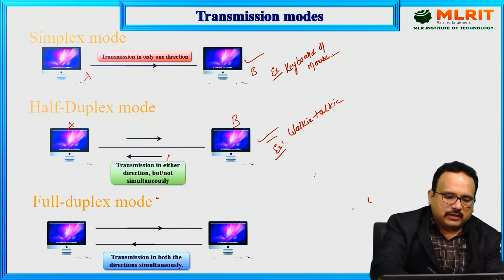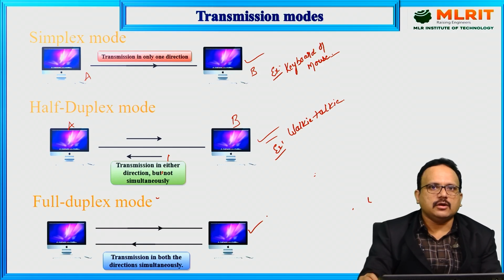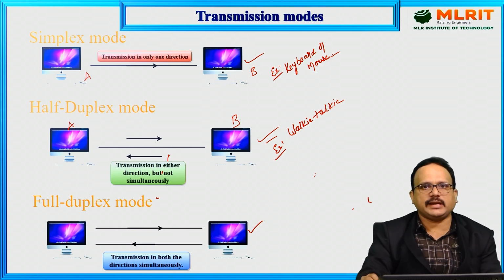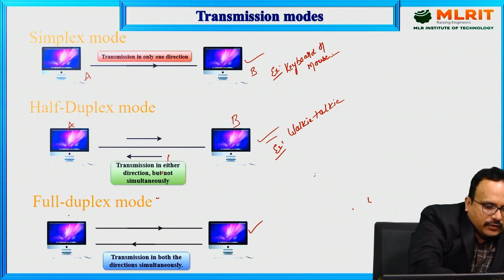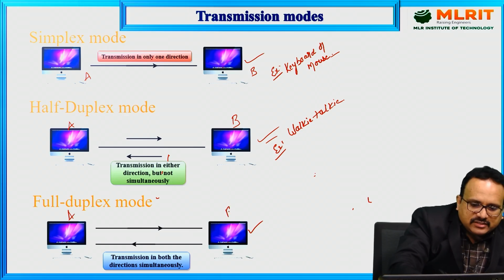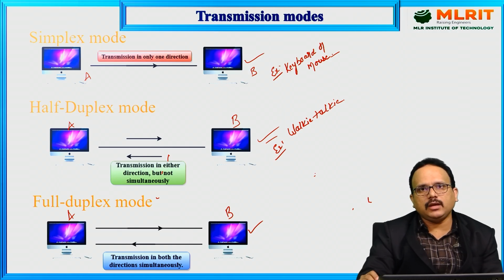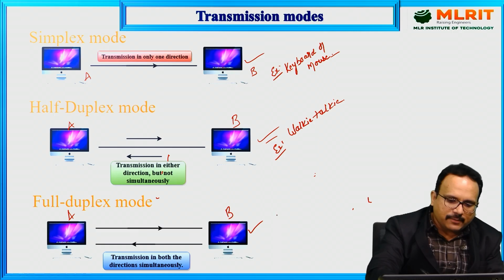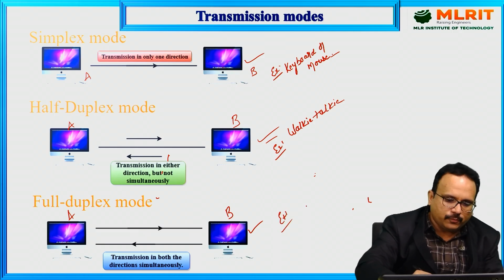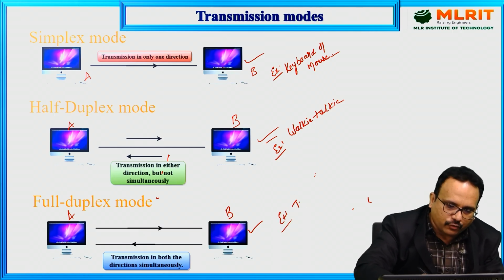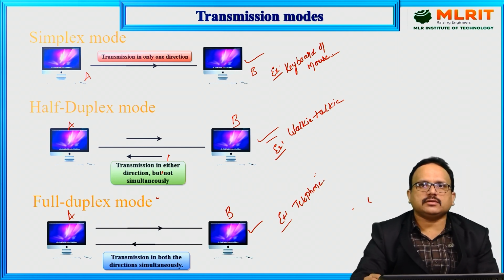And coming to this particular full duplex mode of communication. Full duplex in the sense transmission will be done in both the directions and at the same time. For example, if you consider system A and system B, you can transmit the data from system A to system B as well as system B to system A simultaneously. The best example for this full duplex mode of communication is the telephone. Telephone is the best example for this full duplex mode of transmission.